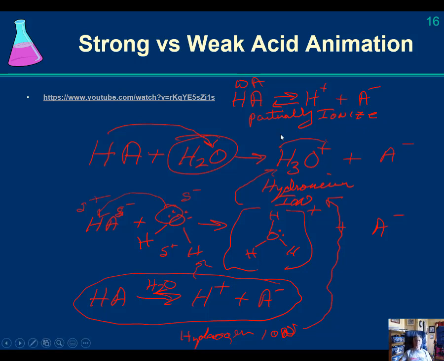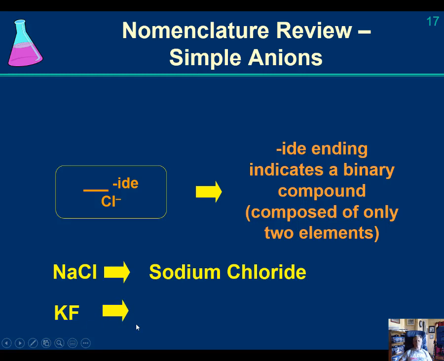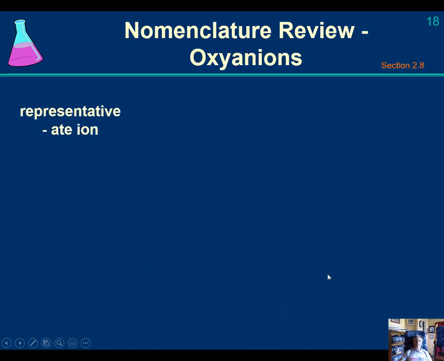All right. So nomenclature. We need to learn how to name acids, simple anions. This is a review. Remember, if it's a binary compound, it gets an IDE ending. So the IDE just indicates a binary compound composed of only two elements. We had sodium chloride, and then we had potassium fluoride. Those are two binary compounds that end in IDE.